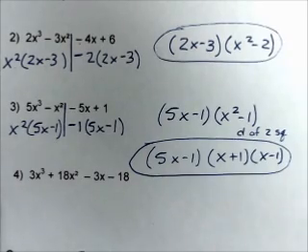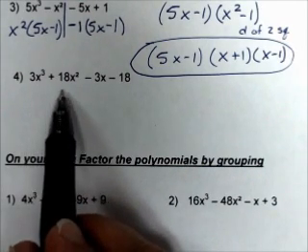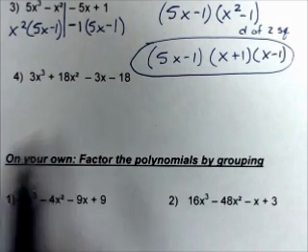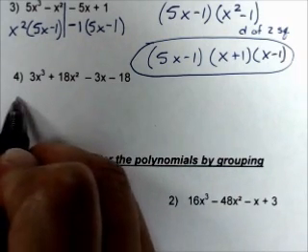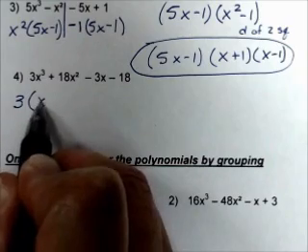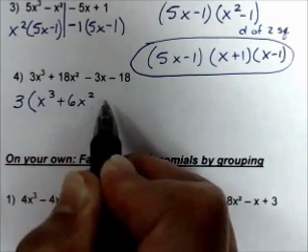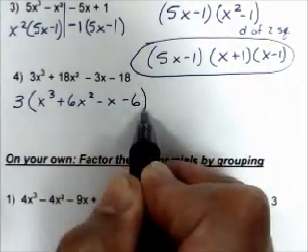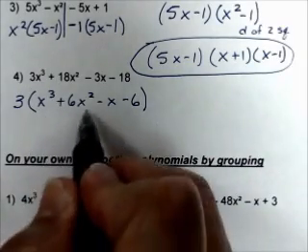Next, number 4, 3x to the third plus 18x squared minus 3x minus 18, 4 terms. Oh, but there's a GCF. There's something common to all 4, so let's factor out the 3. And we get x to the third plus 6x squared minus x minus 6. Now, the resulting 4 terms in parentheses we'll factor by grouping.